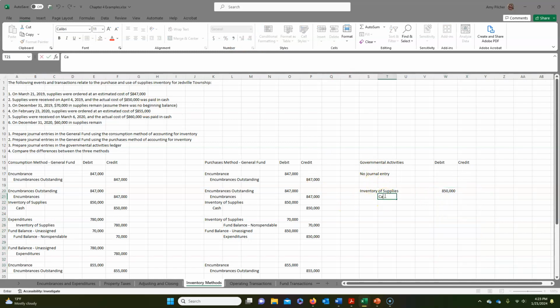Okay, and we pay cash for those supplies of $850,000. Then on December 31st, we record expenses and we reduce our inventory of supplies for $780,000. And then we close our expenses to our net position.